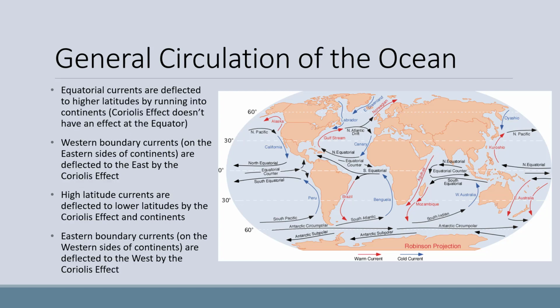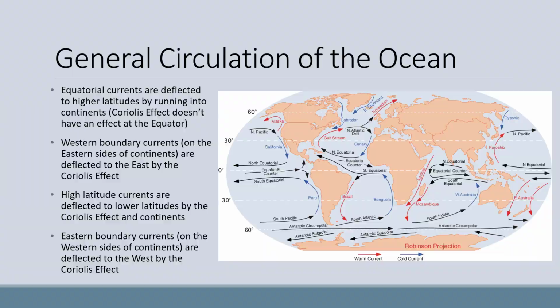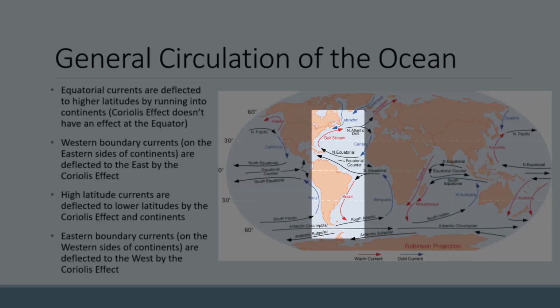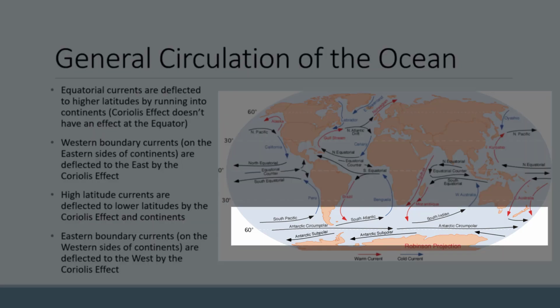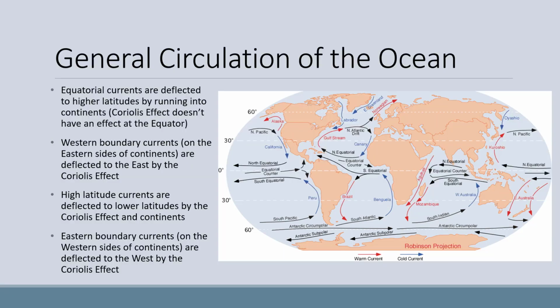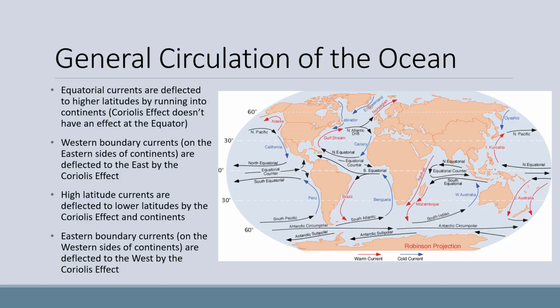So why do they form these giant circular gyres? Well, the equatorial currents are deflected to higher latitudes by running into continents. The Coriolis effect doesn't actually have any effect at the equator. Then western boundary currents, which are on the eastern sides of continents, are deflected to the east by the Coriolis effect. High latitude currents are then deflected to lower latitudes by a mixture of the Coriolis effect and continents. Finally, eastern boundary currents on the western sides of continents are deflected to the west by the Coriolis effect.